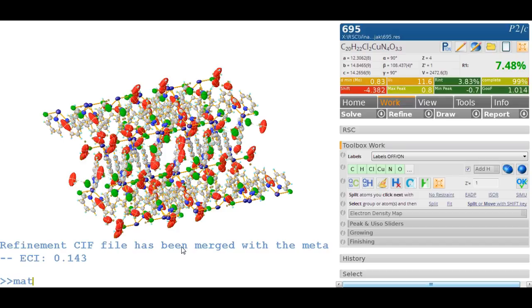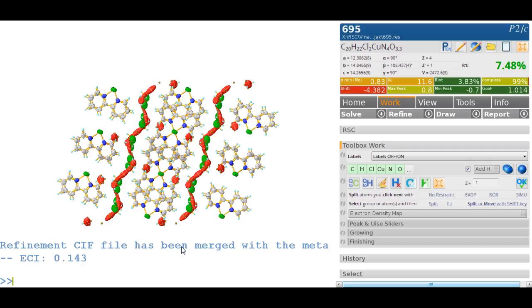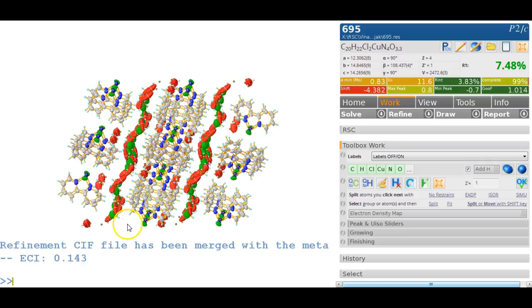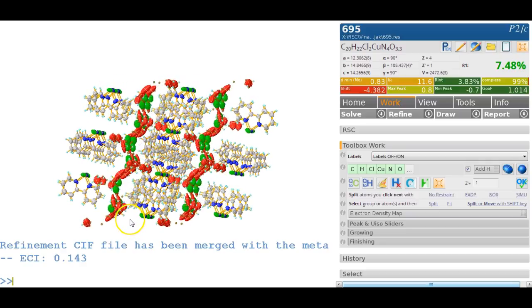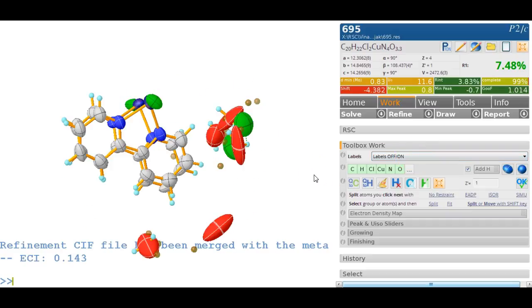We can align it with matrix 1, that aligns it along the A-axis, matrix 2. There we go. So this channel is really filled with these chloride and water molecules, and I suspect that's causing one of the problems. There's nothing holding it in place. Not ideal. Go back to fuse.